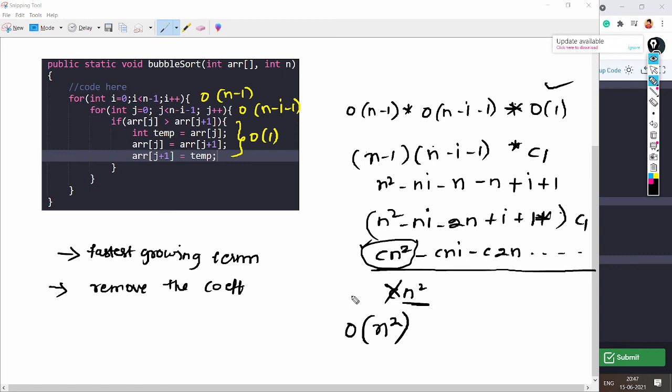So that's it about this video. I already explained how bubble sort works. I also explained by writing code and by tracing out the code with an example, and I also explained the time complexity of this code.